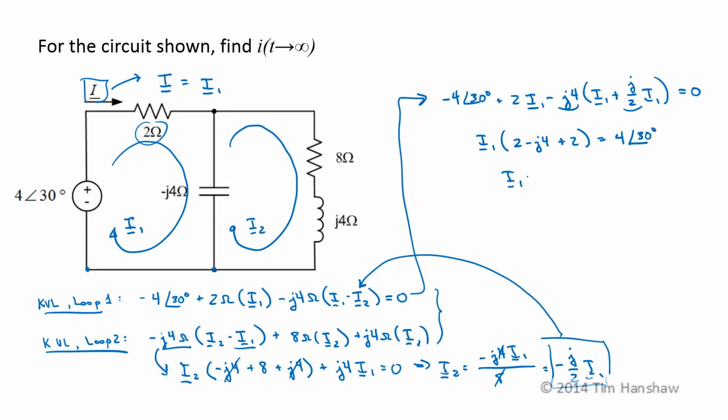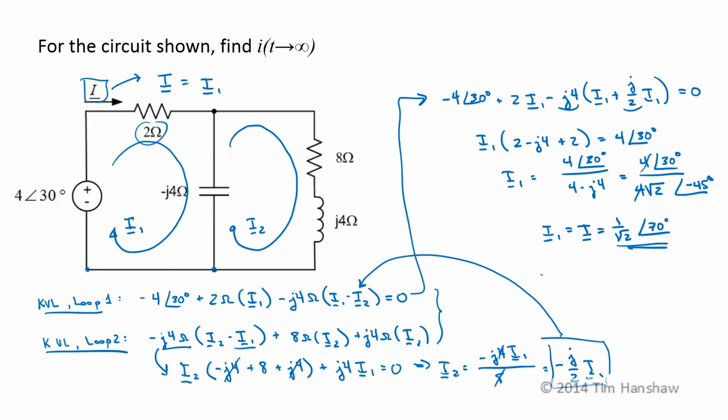So I1 is going to be 4 at an angle of 30 degrees over 4 minus J4 ohms, which is 4 at an angle of 30 degrees over 4 square root 2 at an angle of minus 45 degrees. So I1 is equal to I, which is equal to, the 4's cancel, 1 over root 2 at an angle of 30 minus a minus 45, which is plus 70 degrees. That's the same answer we got before. So I, as t goes to infinity, is 1 over root 2 cosine of 2t plus 70 degrees.